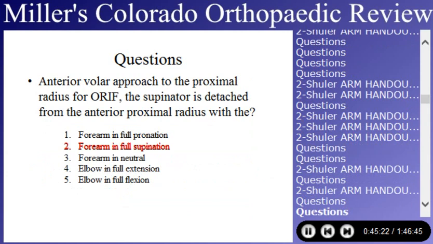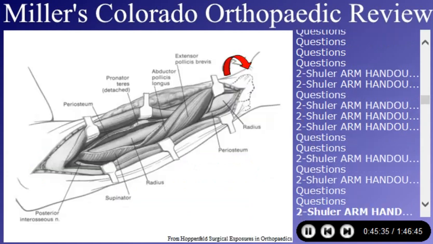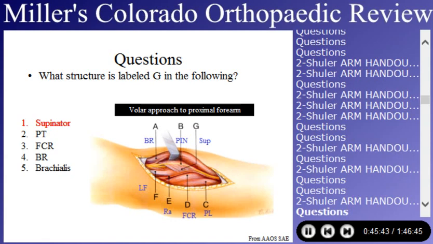Anterior volar approach to the proximal radius for open reduction internal fixation. The supinator is detached from the anterior proximal radius with the arm in what position? Full supination. Diagram shown here directly from Hoppenfeld, and it stresses that point. Once again, pay particularly close attention to these diagrams. These diagrams I've also seen on my exam.